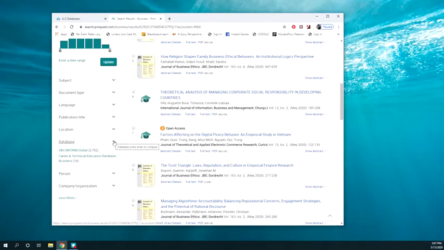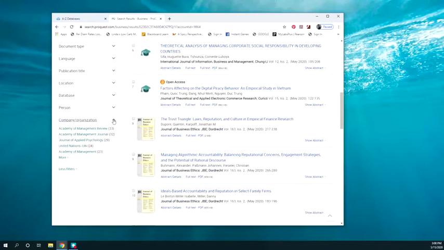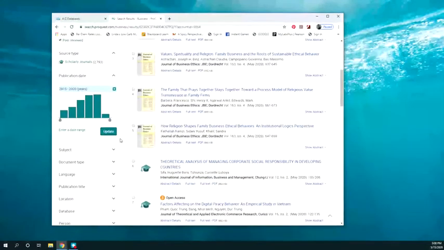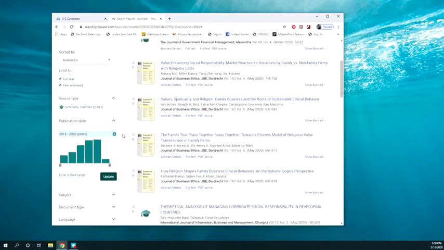Since we did not choose master's theses or doctoral dissertations, we're not getting anything from that database. I don't care about who the person is that wrote it or who it's about, and I'm not looking at a specific company or publication title. So I'm going to just update on this passage with just which years we're looking at, and that's all.